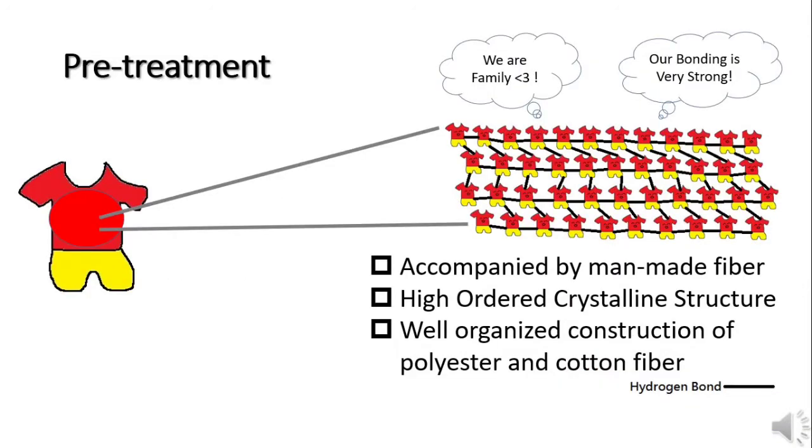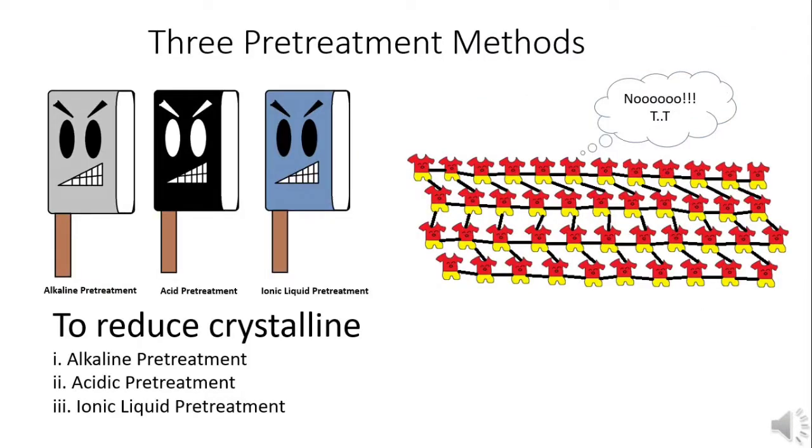So let's talk about the pretreatment process. The characteristics of textile waste, which include being accompanied by man-made fiber, a high-ordered crystallized structure, and well-organized construction of polyester and cotton fiber, may greatly reduce the efficiency of enzymatic hydrolysis. Therefore, some pretreatment processes are necessary before enzymatic hydrolysis. There are in total 3 pretreatment methods we are going to discuss. They are alkaline pretreatment, acidic pretreatment, and ionic liquid pretreatment.